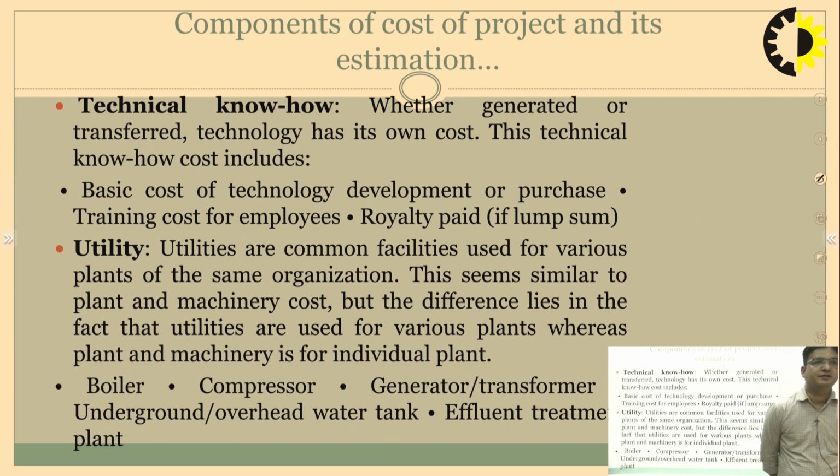Next is utilities. Utilities are the common facilities used for various plants of the same organization. This seems similar to plant and machinery cost, but the difference lies in that utilities are used for various plants, whereas plant and machinery is used for individual plants. So, utility is common for various plants: boiler, compressor, generator, underground and overhead water tanks, and effluent treatment plants are covered here.